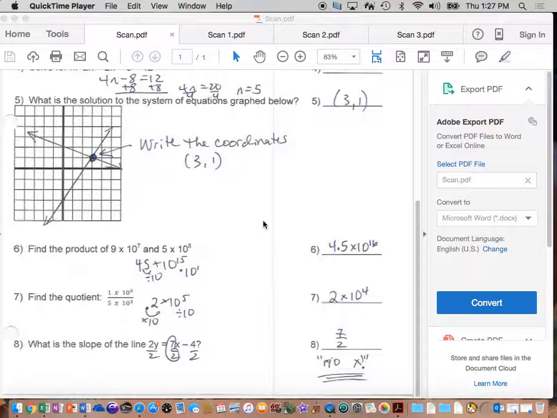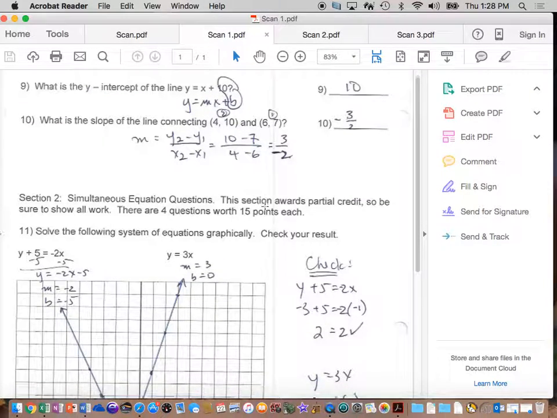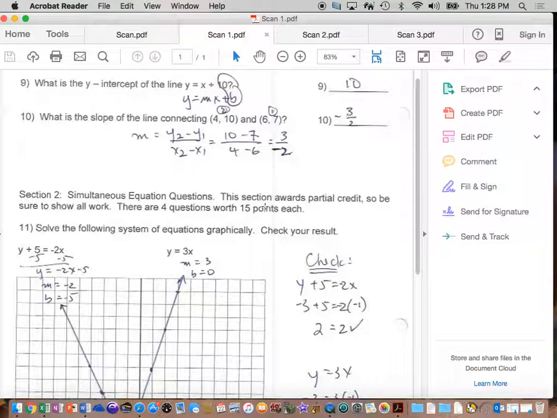You know what they say. Okay, I just want to show the answers to the next ones in case you go home tonight and you have a little bit of a hard time remembering. Here's numbers 9 and 10. Number 9 might be the easiest question on the whole test. Okay, what's the y-intercept? It's 10. And then number 10 is negative 3 over 2. Negative 3 over 2, just doing the slope formula there.